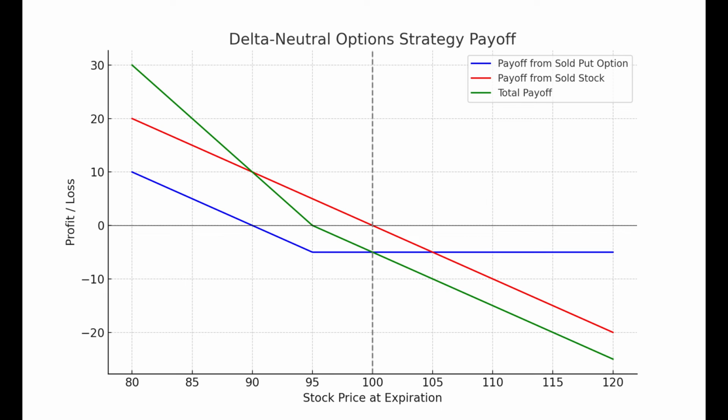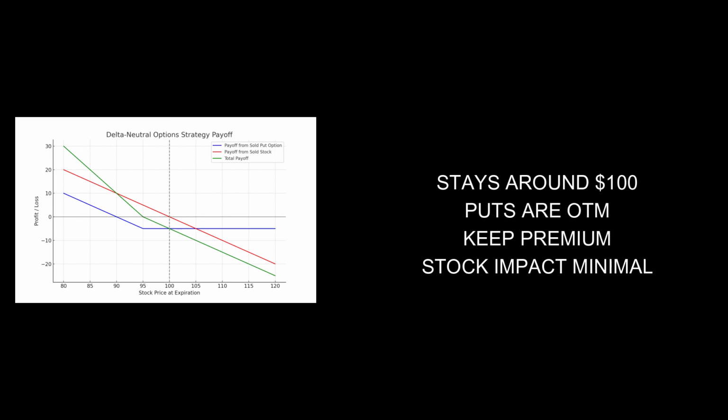So let's assume XYZ, the stock, fluctuates slightly, but stays around $100. Your sold puts are out of the money and may expire worthless. You keep that premium. Meanwhile, the impact of the stock price movement on your position is minimal because your overall delta is neutral. So again, this strategy is not about profiting from a significant move in the stock.